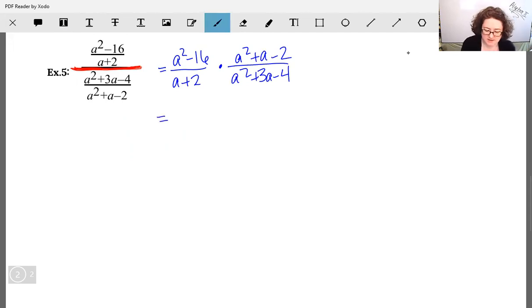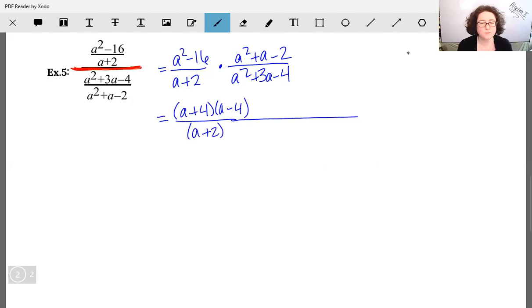A squared minus 16, that's difference of squares. So (a plus 4)(a minus 4). And our denominator is already fully factored, a plus 2. Again, multiplication problem, so we can basically just write it as one big fraction. So a squared plus a minus 2. I know I have to start with my a's. 2 is a prime number, so we can only use 1 and 2. And if we're going to get a +1 in the middle, but still -2 when we multiply, we're going to want a -1 and a +2.